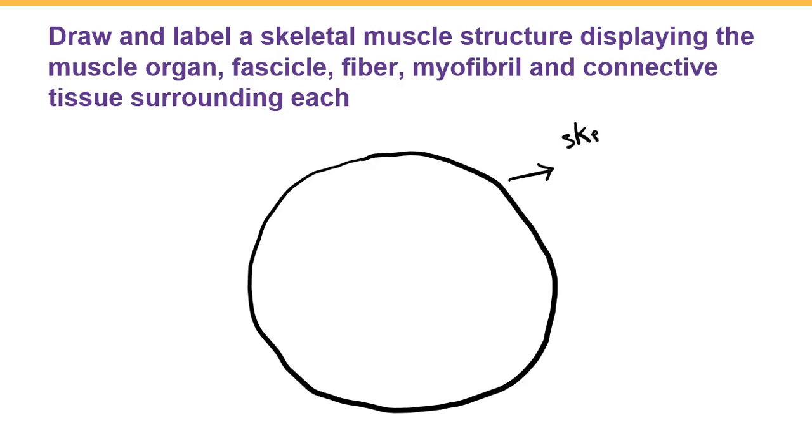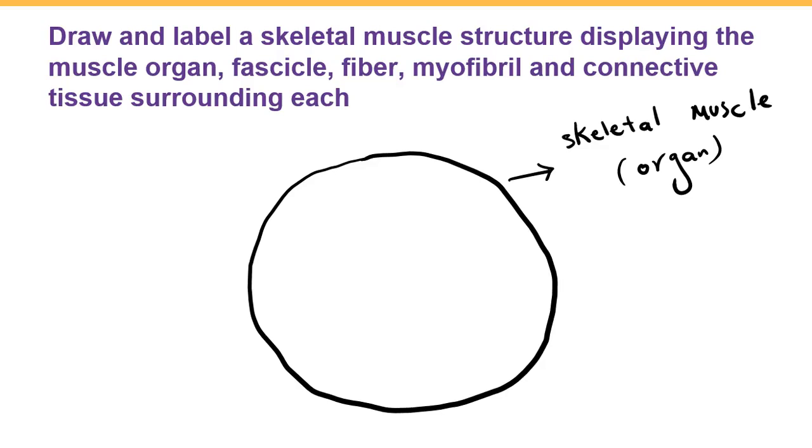Then label this as skeletal muscle, which is the organ. Like we have the brain as an organ, like we have the liver as an organ, like we have the stomach as an organ, because they are made up of different types of tissues, right? Okay.